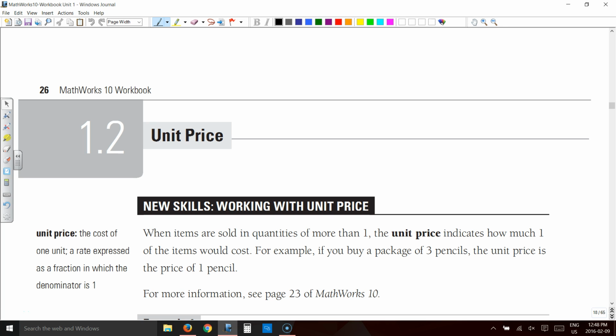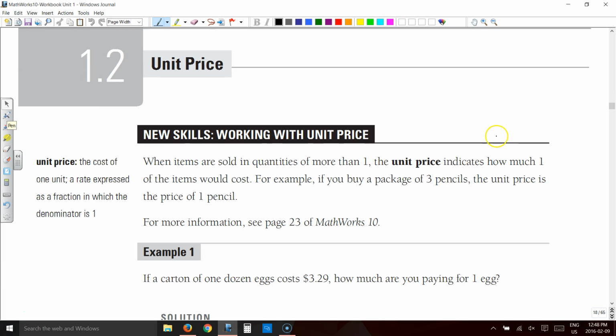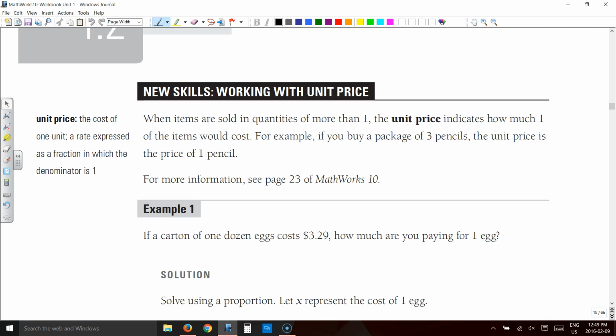10 workbook, page 26. We're in chapter 1, and we're starting section 1.2, and we're looking at unit price. So with unit price, essentially what we're concerned about here is when items are sold in quantity of more than one, the unit price indicates how much one of the items would cost. For example, if you buy a package of 3 pencils, the unit price is the price for 1 pencil. So the unit price is pretty important.